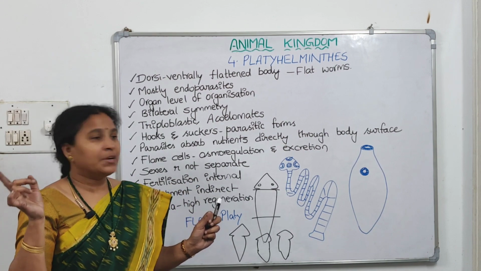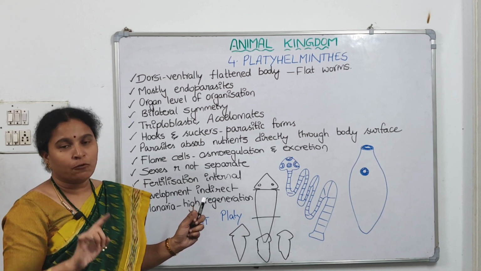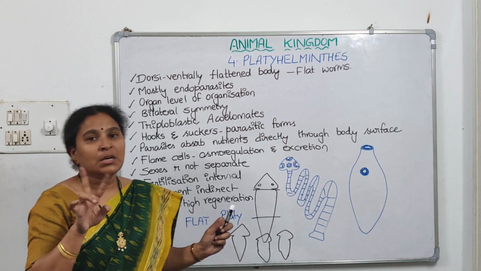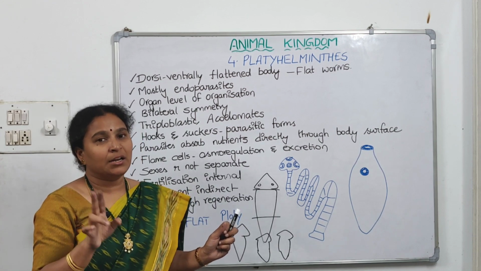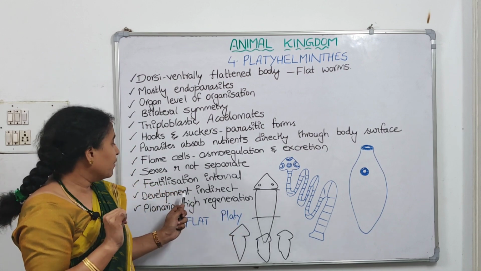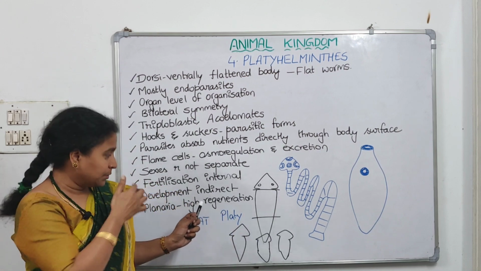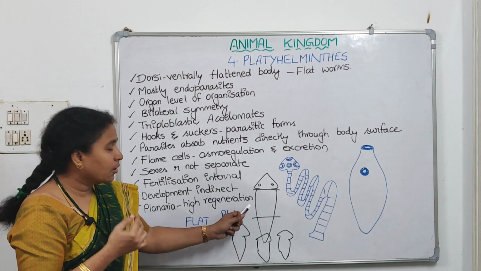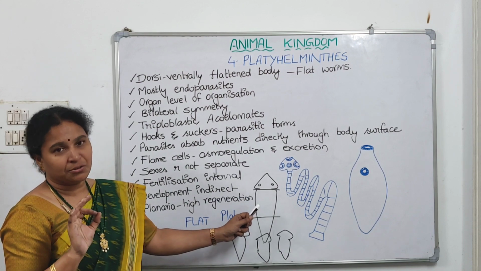In the first phylum, we told internal fertilization. Again, in the fourth phylum, we are telling internal fertilization. In the C and C phyla, Coelenterata and Ctenophora, external fertilization. Development is indirect in all four phyla till now. And planaria or Dugesia will show high regeneration power.